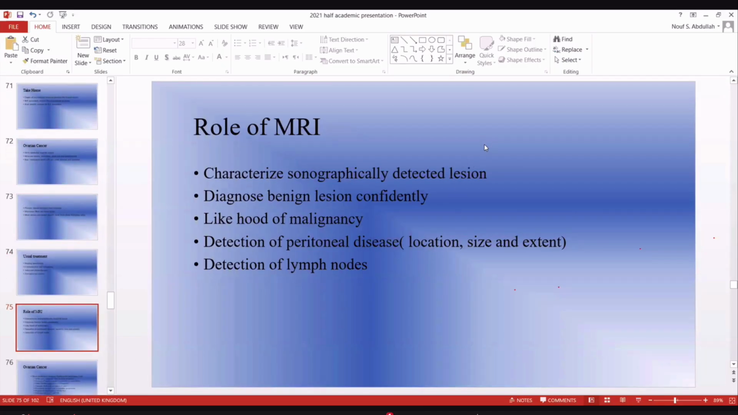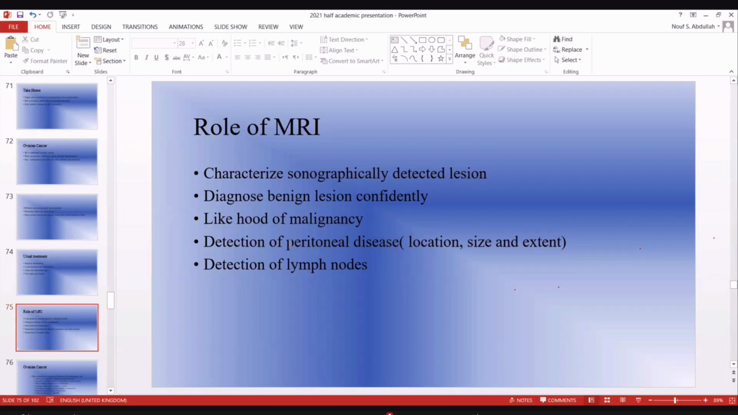What is the role of MRI in ovarian lesions? I'm not a big fan of doing MRI for ovarian lesions. I like to do it only for not completely diagnosed ovarian masses, meaning that if I have a complex cystic lesion with solid component, this doesn't need MRI. But if I have a solid lesion, it probably needs MRI for better characterization to know if I'm dealing with benign versus malignant and the likelihood of malignancy.